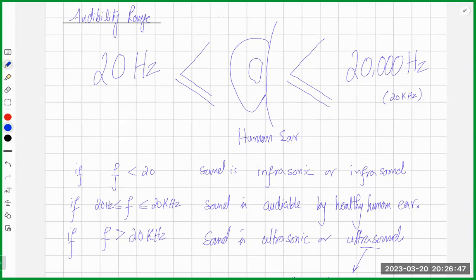So ultrasound means frequency above human audibility range. Infrasound means frequency below human audibility range. And audible sound means between 20 hertz and 20,000 hertz. Any questions? No, sir. Good.